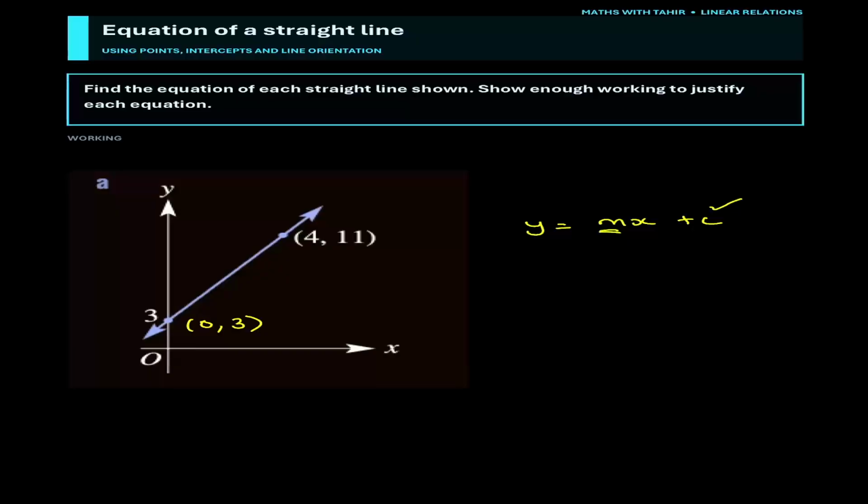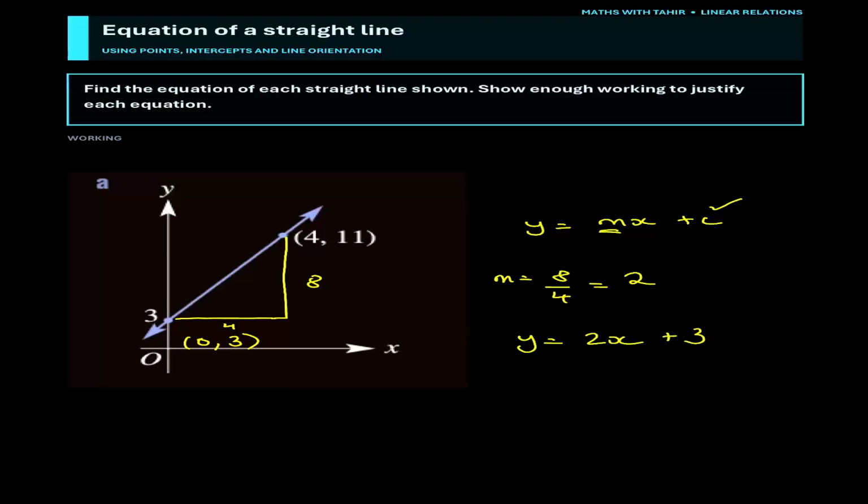And to do that, we could just say it's rise over run. Let's see if I could even draw a triangle. Okay, so it's gone across by 4 units because this was at 0 and then it's gone to 4. And how much has it gone up by? Well, it was at 3 and it's gone up to 11. So it's gone up by 8 units. So my gradient is just 8, rise, divided by run, which is 2. So my equation is y equals 2x plus 3, because my gradient is 2 and my intercept is 3.